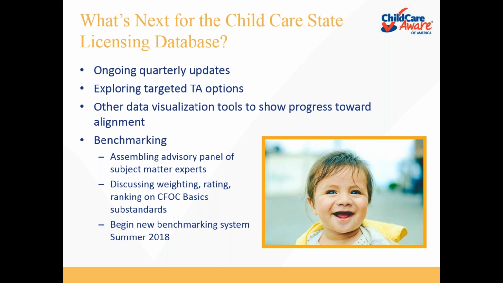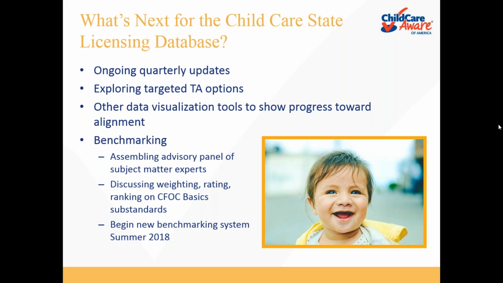We are also, over the next year, exploring targeted TA options, and helping states think about where they can shore up their licensing standards to meet or be closer to Caring for Our Children. One of the things we would love to do is talk about progress toward alignment with Caring for Our Children Basics. We've talked about moving from more of a ranking system to a roadmap where you can see where your state was, where your state can go, and how far you've gone over the past couple of years. So we see this as a tool that grows over time, where we can hopefully show progress through some data visualization tools.